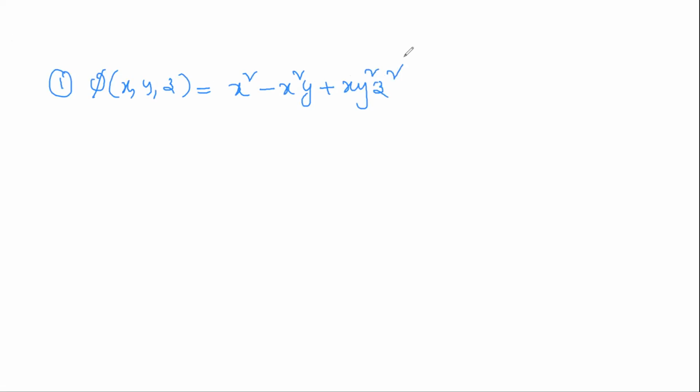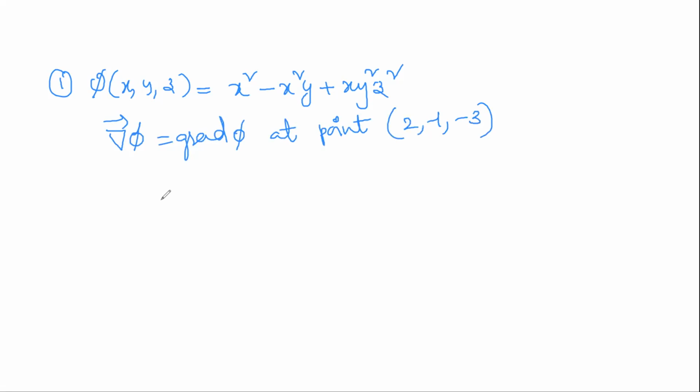They have given that phi, a scalar function of x, y and z, is equal to x square minus x square y plus x y square z square. Okay students, now what did they ask? Find the value of gradient of phi, or grad phi, at the point 2, minus 1, minus 3. So I want to find out the gradient of scalar function phi at this particular point 2, minus 1 and minus 3. Now let me calculate that.